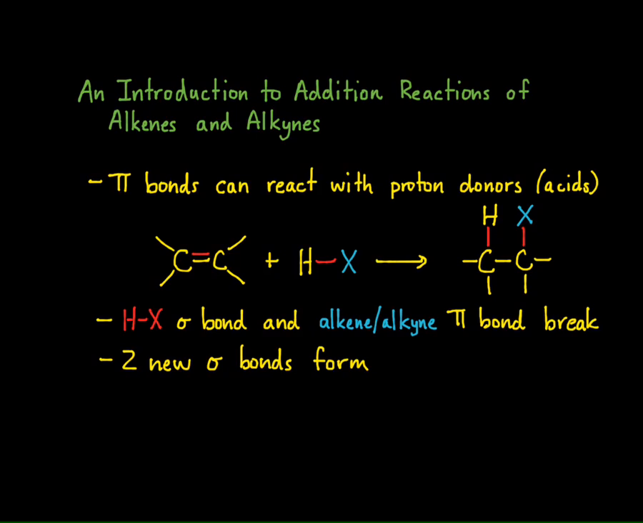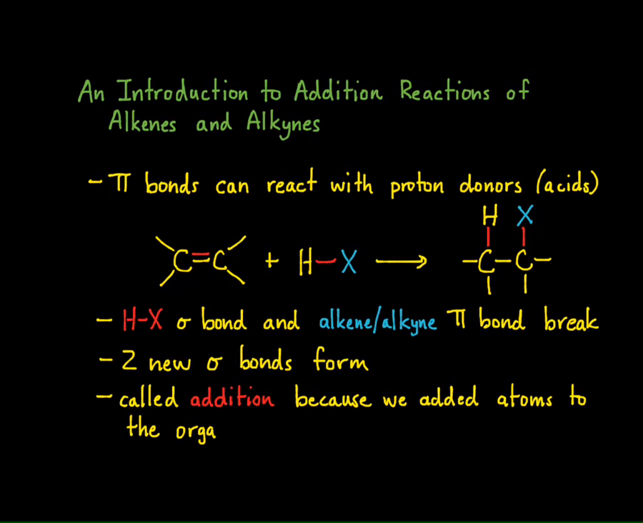Okay? This is called an addition reaction because we have added hydrogen and the halogen to the organic compound, which in this particular case is an alkene. So we're adding atoms to the basic framework of our organic compound. And when that happens, it's called an addition reaction. We're going to see many types of addition reactions, so it's important to understand and distinguish the types of reactions, right? An addition reaction. We'll see substitution reactions, we'll see elimination reactions. So this is an addition reaction.